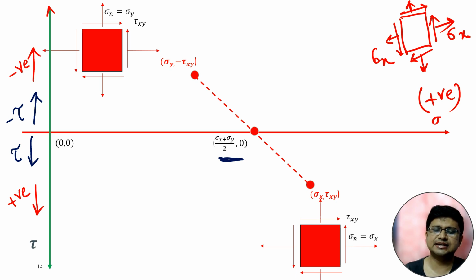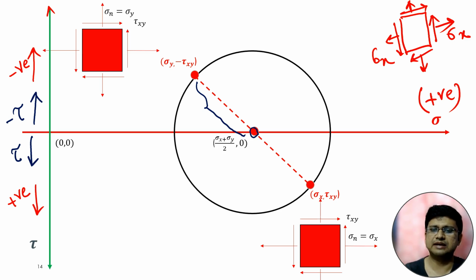And as I have mentioned in the previous derivation, the center of the Mohr circle will be sigma x plus sigma y by 2, and 0. Obviously for these 2 points, the middle point will be sigma x plus sigma y by 2, and tau xy plus minus tau xy by 2, which is 0. So this is the center of these 2 points, and this will also be the center of the Mohr circle. Taking this as the center and this as the radius, we will draw the Mohr circle.